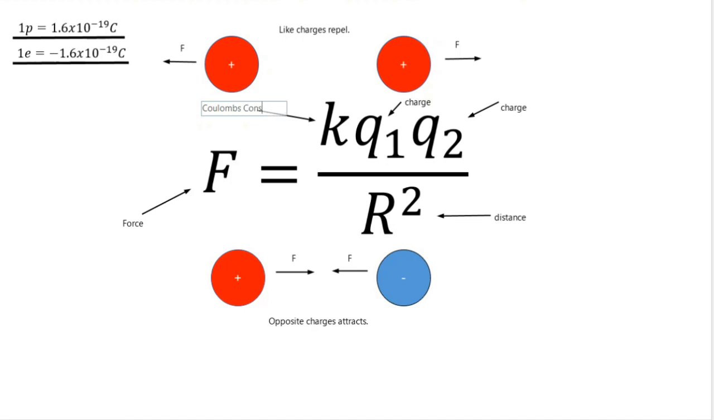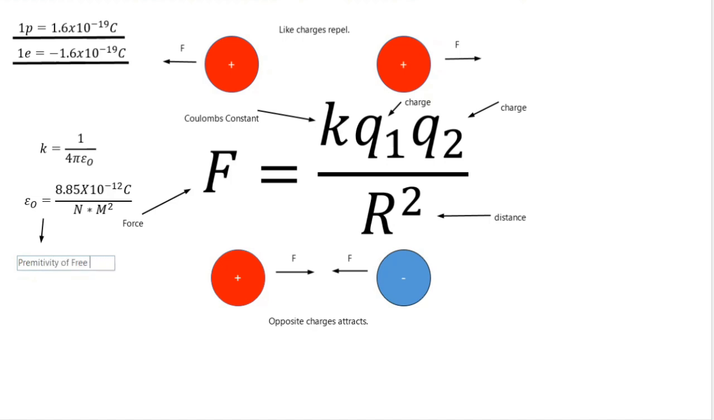Now, what is this K? The K is going to be Coulomb's constant. Coulomb's constant is equal to 1 over 4 pi epsilon naught, where epsilon naught is the permittivity of free space. This is a constant. It is equal to 8.85 times 10 raised to the negative 12 coulombs squared divided by newtons multiplied by square meters. So that is epsilon naught.